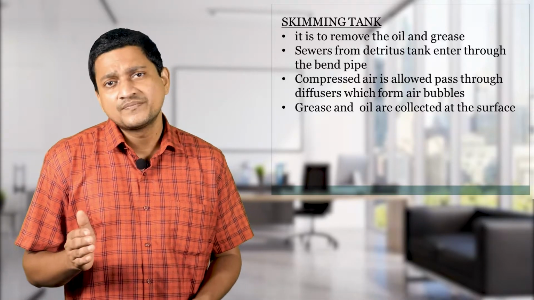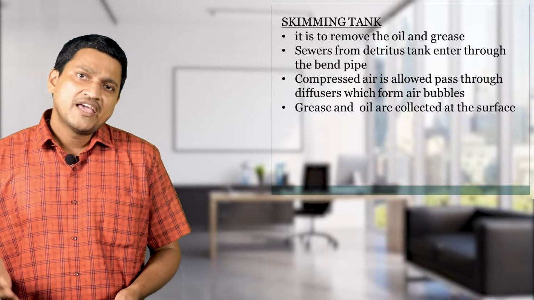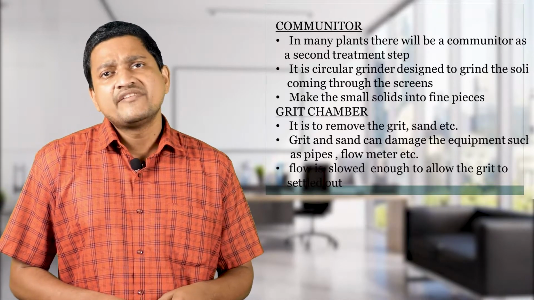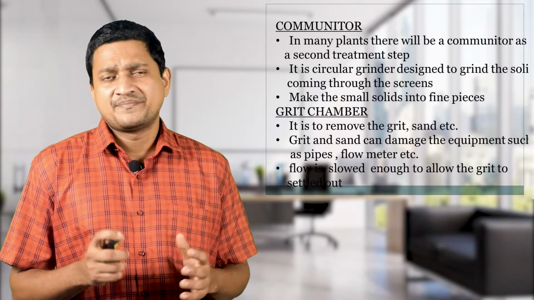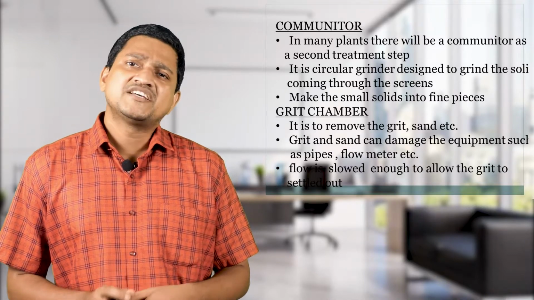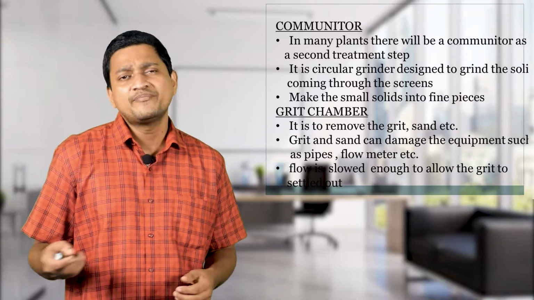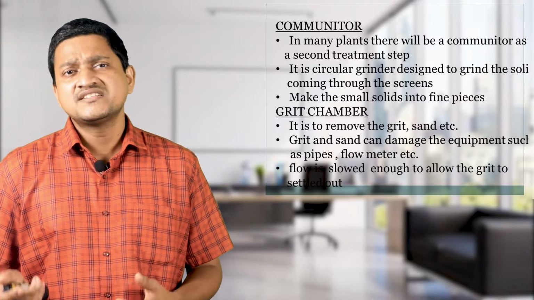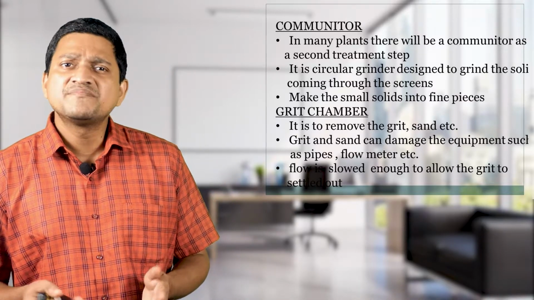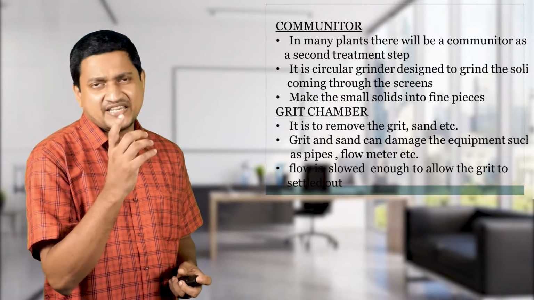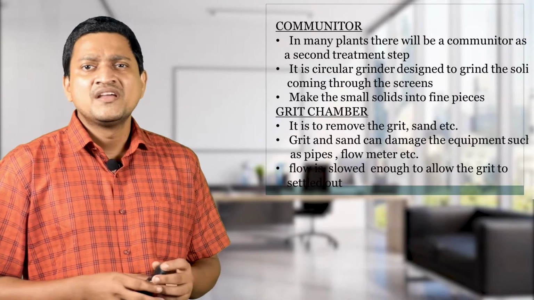Then next to this chamber, there's another equipment that is called a comminutor. In many plants, there will be a comminutor as a second treatment step. It is a circular grinder designed to grind the solid particles that are coming through the screens, and also to make the small solids into finer pieces. That is a comminutor. It's a grinding chamber.